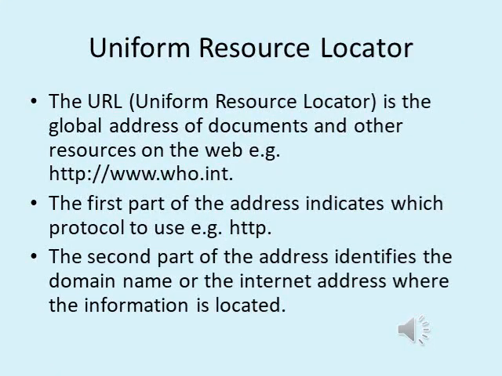What is a Uniform Resource Locator? In short, a Uniform Resource Locator, or URL, is the global address of documents and other resources on the web. For example, http://www.who.int. The first part of the address indicates which protocol to use, for example HTTP. The second part of the address identifies the domain name, or the internet address, where the information is located.